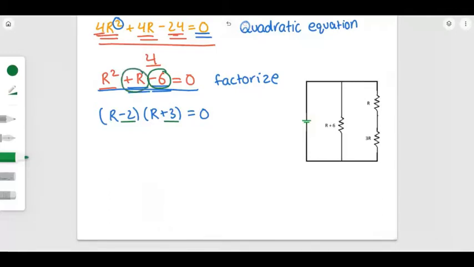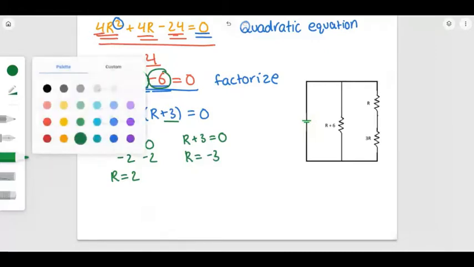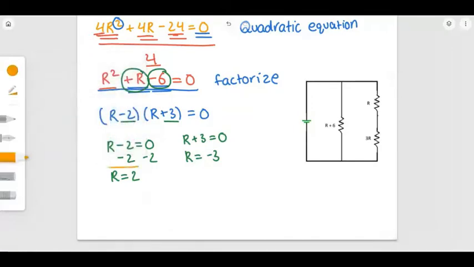Now we need to find the value of R. We're just going to set each bracket equal to 0. And the other one, we're just going to do the same. Set it equal to 0, and it will give us a value of negative 3. But when finding the resistance of an electric current, it's always positive. So you're just going to choose the positive answer. So the answer is R equals 2.